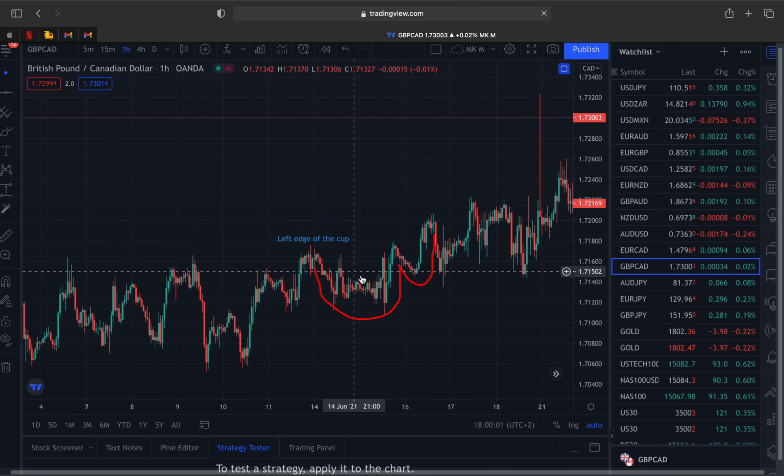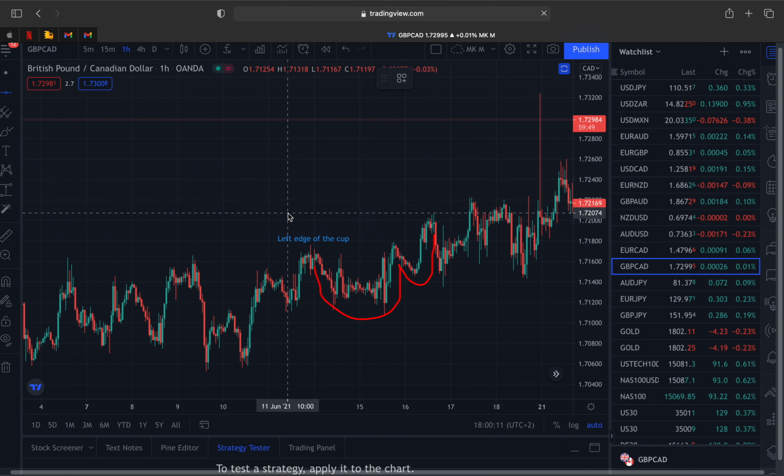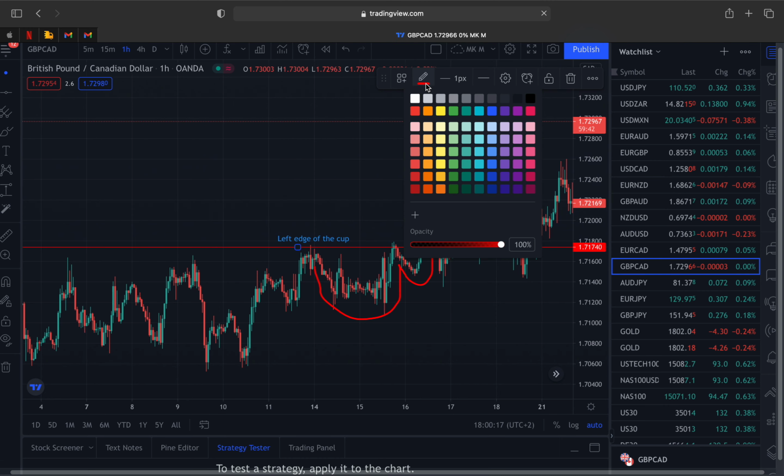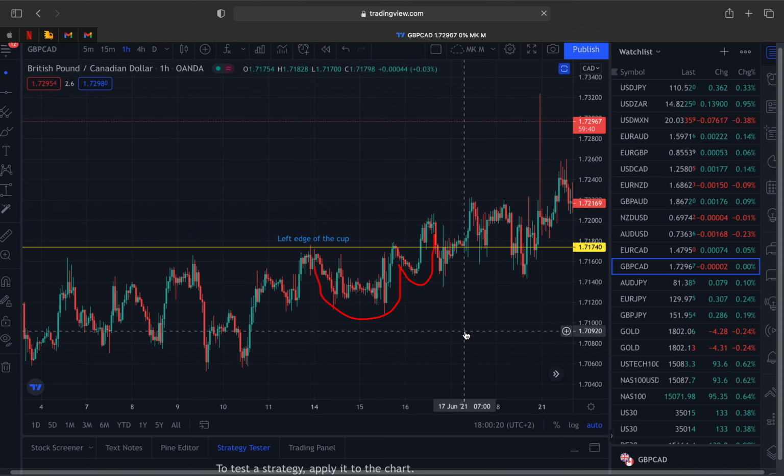But remember guys, these things don't show perfectly, so the left edge and the right edge can't be perfect because it will be obvious for everyone to see, and you know the market makers don't want to make things obvious. So there we go. I hate this color. Let me just use a different color there, yellow.